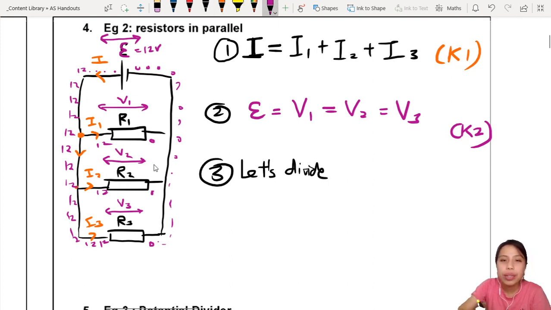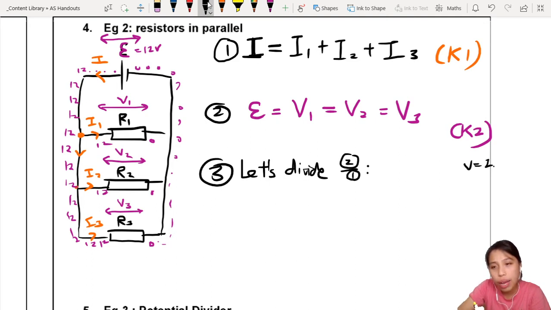Ayah, you want me to write more step? Okay lah, I want to write. Just say let's divide. Say what shall we divide? Let's divide 2 by number 1 to get resistance. Because, you know, V equals to IR. If I want resistance, I have to do V divided by I. Okay? So, 2 divided by 1.